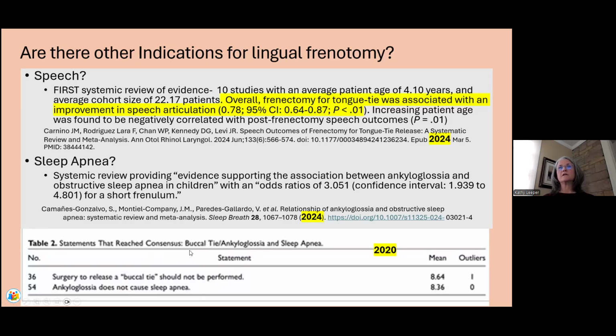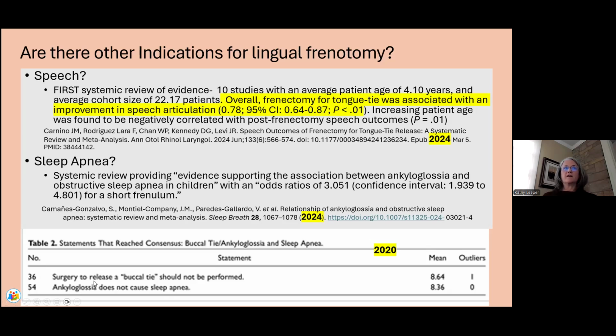This is back to those ear, nose, and throat people doing their statement. They said back in 2020, ankyloglossia absolutely does not cause sleep apnea. 8 out of 10 said, yes, that's true. Now we're starting to get some evidence maybe that's not true, but to be fair, they didn't know that yet.